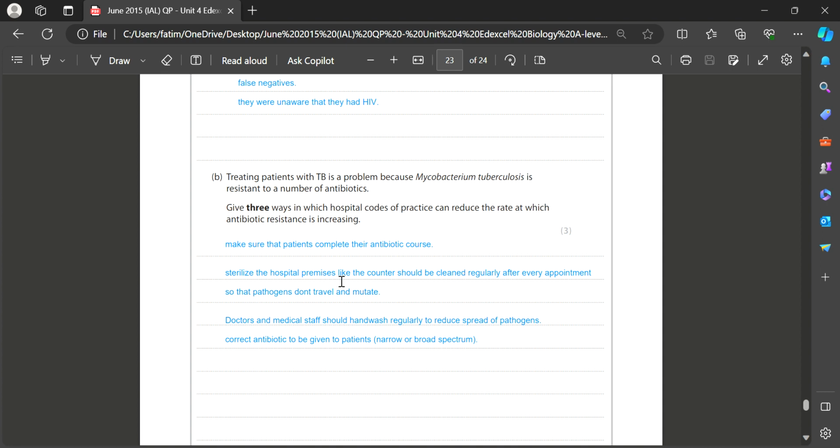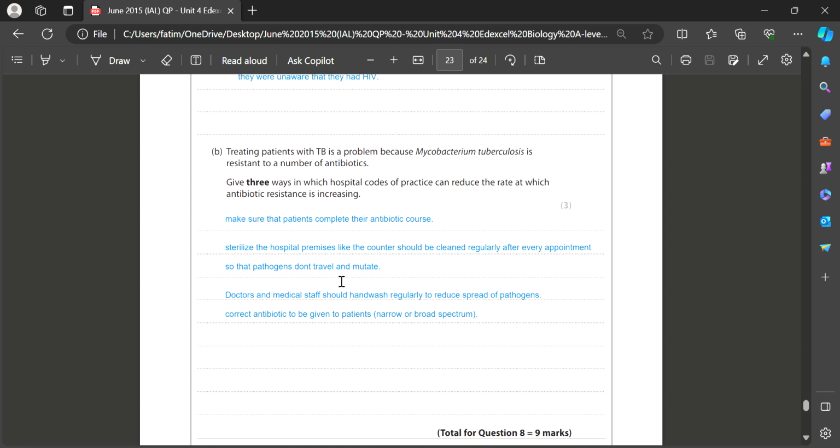And I also said doctors and medical staff should hand wash regularly to reduce spread of pathogens. Then again, this is just a type of aseptic technique. It also works. It's just being more specific than when I say sterilize the hospital. Because the hospital is very generic and very weak, it might not get the mark.